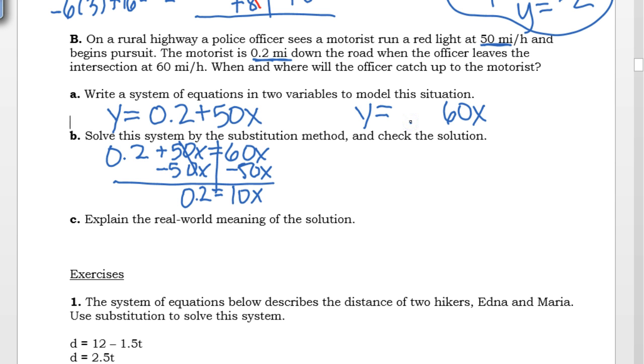But what I can do then is go on to the next step, which is divide both sides. I'm dividing by whatever's in front of the x. That lets me eliminate it. And 0.2 divided by 10 is 0.02. Which seems like a really small number, but remember we're talking about hours, miles per hour. So 0.02 hours is actually 1.2 minutes, if I multiply that by 60.